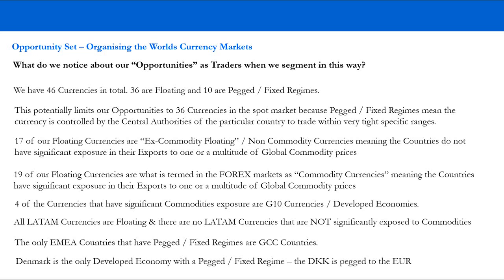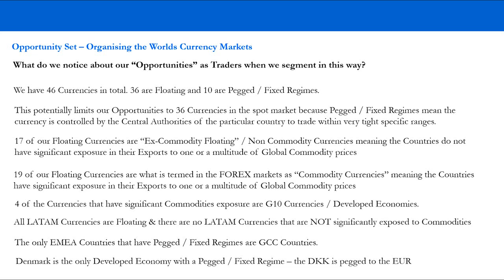So what we find is that out of these 36 potential opportunities, 17 of these opportunities are floating currencies that are ex-commodity floating. So they're non-commodity currencies, meaning the countries don't have significant exposure in their exports to one or a multitude of global commodity prices. 19 of the floating currencies, 19 of these opportunities, are what we term as commodity currencies. So the countries have got significant exposure in their exports to one or two commodities. What we also find is that 4 of the currencies have significant commodities exposure. So the ones that do have that exposure are G10 currencies. So G10 as defined by investment banks and retail brokers. So they're developed. They're quite large economies.